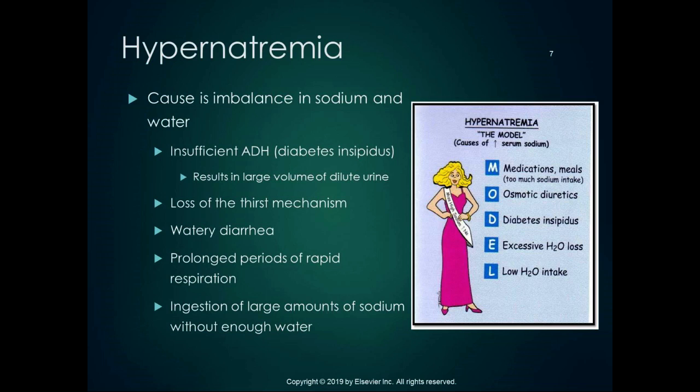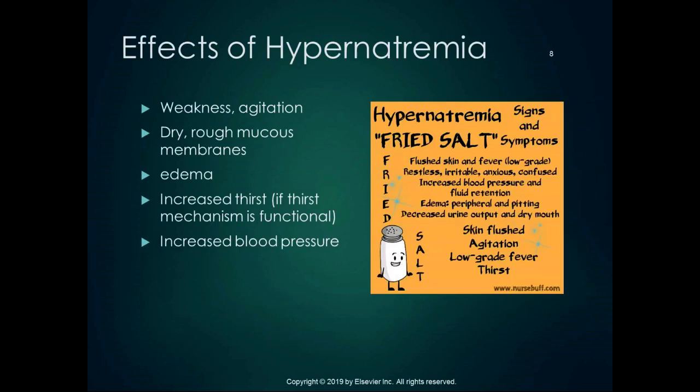It can also be insufficient antidiuretic hormone, which is also known as diabetes insipidus, as opposed to diabetes mellitus, which is the diabetes we usually think of. It results in a large volume of dilute urine. Other causes are loss of the thirst mechanism, watery diarrhea, prolonged periods of rapid respiration, and ingestion of large amounts of sodium without enough water. So you have too much sodium in your bloodstream.